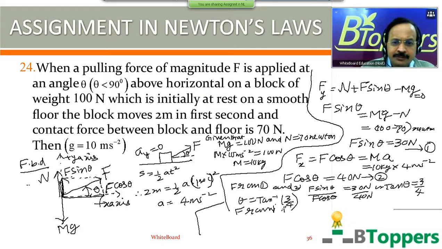From the first equation, f sin theta equals 30 newtons. If you calculate sin theta, it will be 3 by 5, or sin 37 degrees. You can substitute sin theta equals 3 by 5 on the left hand side in equation 1. You get f equal to 50 newtons. So that is one of the answers. Theta is tan inverse 3 by 4. This is the other answer.